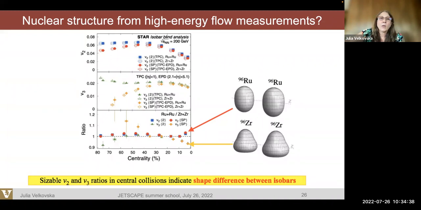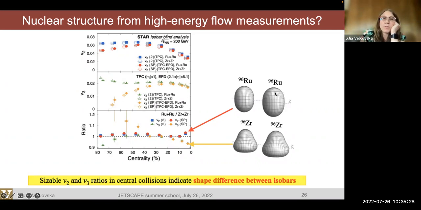The idea was that for the flow, supposedly the two systems will be the same, but for the chiral magnetic effect, they will be different. So a blind analysis was performed to examine if there's a magnetic field and chiral magnetic effect. However, what people found is that they still had some differences in the flow. So here you look at the ratio of the measured flow, for the same centrality, the ratio of the V2 measured in the two systems and the V3 measured in the two systems.